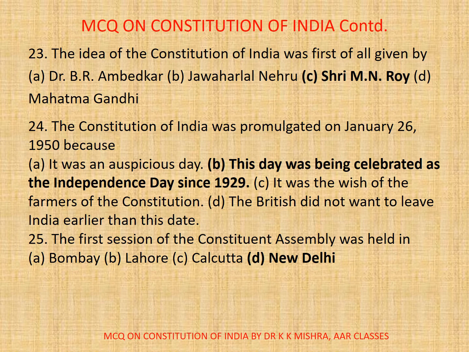24. The Constitution of India was promulgated on January 26, 1950 because A. It was an auspicious day, B. This day was being celebrated as the Independence Day since 1929, C. It was the wish of the framers of the Constitution, D. The British did not want to leave India earlier than this date. Correct option is B. This date was being celebrated as the Independence Day since 1929. Actually, the Swaraj concept came into being on this particular day, 26th January 1929.